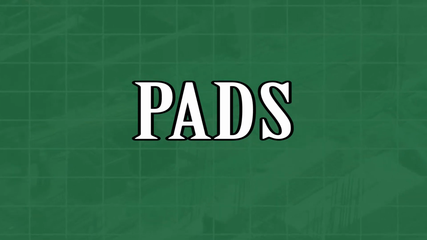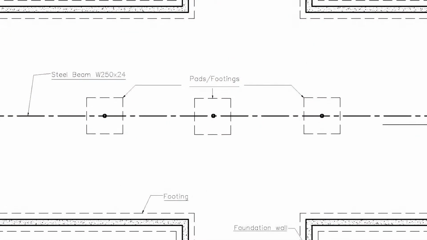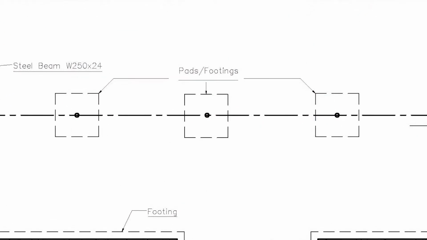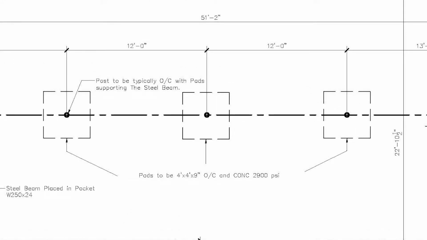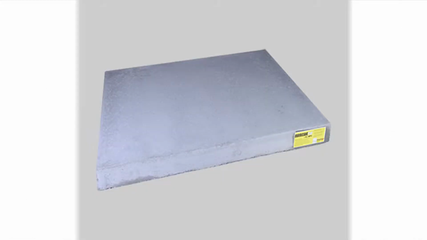Pads. The three dashed line squares represent the concrete pads which are placed underneath the slab. They provide support for the steel beam. In this example, these pads are 4 foot by 4 foot by 9 inches and 2,900 psi. Pads are square-shaped concrete blocks that are placed along the length of a steel beam. Concrete pads have the same structural criteria as the footings. The thickness, location, and shape of the pads are dependent on the structural requirement of the building.